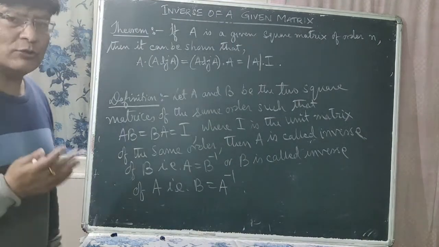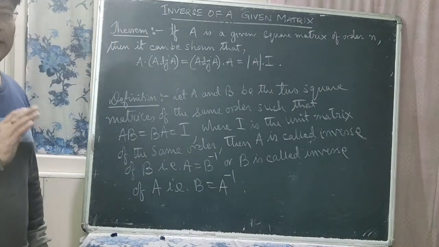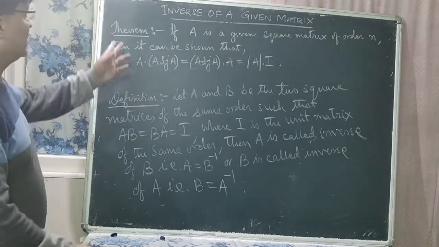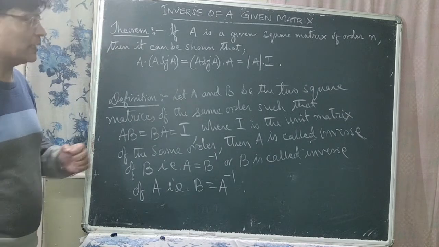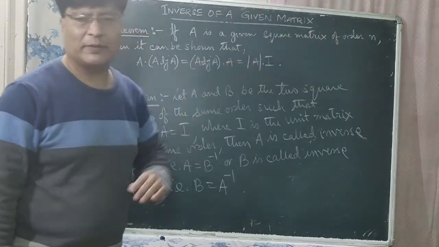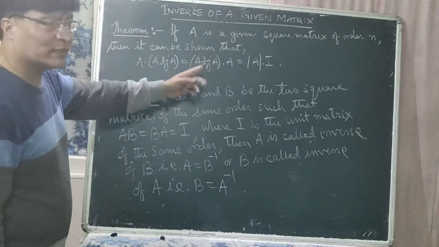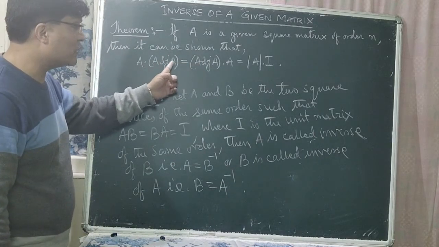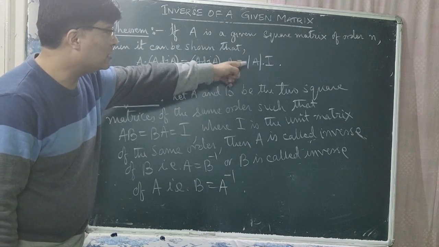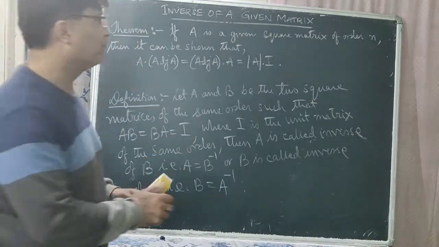So now, in order to write down the formula to get the inverse of a given matrix, let us consider this theorem. If capital A is a given square matrix of order n, it may be n is equal to 2, it may be n is equal to 3, and so on, then it can be shown that A into adjoint of A is equal to adjoint of A into A is equal to modulus A. Within the modulus sign A is written; that is known as det A.